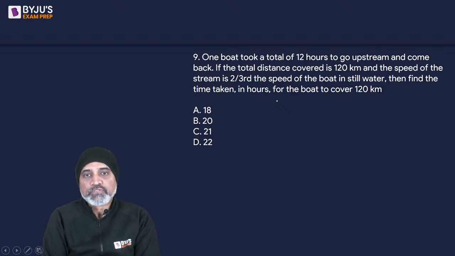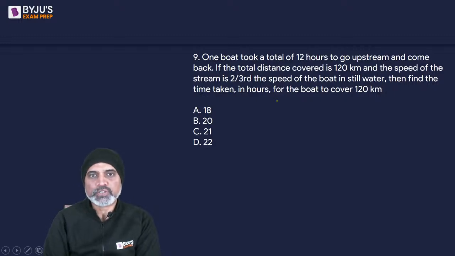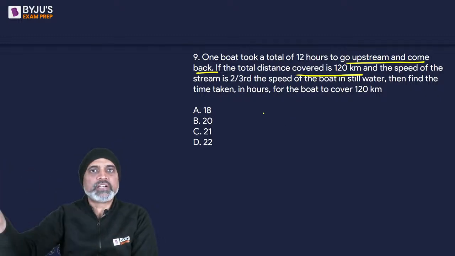Okay, next. One boat took a total of 12 hours to go upstream and come back. If the total distance covered is 120 kilometers, and the speed of the stream is 2/3 of the speed of the boat in still water, then find the time taken in hours for the boat to cover 120 kilometers. So we are not talking about the stream, we are only talking about the speed of the boat. As per the question, since it has covered 120 kilometers going upstream and coming back, we can say 60 kilometers one way.